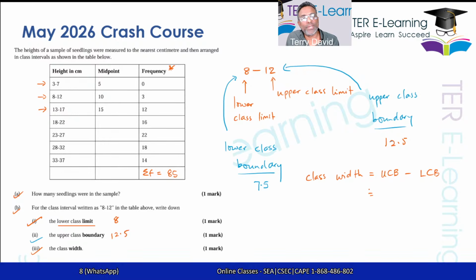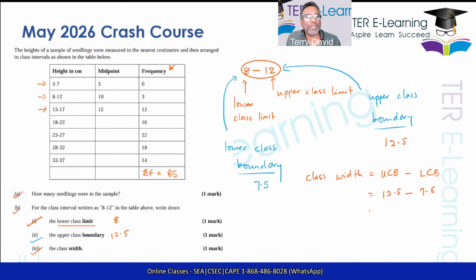What some students do is they just look at the interval here and subtract these two numbers. So people are going to tell you 12 minus 8, but no, it is going to be 12.5, using class boundaries to work this out. And the lower class boundary in this case is 7.5. So 12.5 minus 7.5 is going to give us 5 as our class width. So be careful with those things. Be careful.